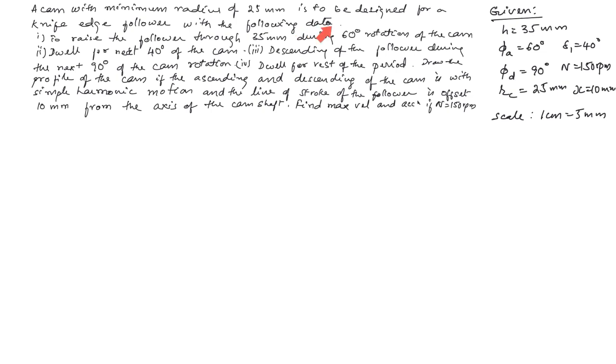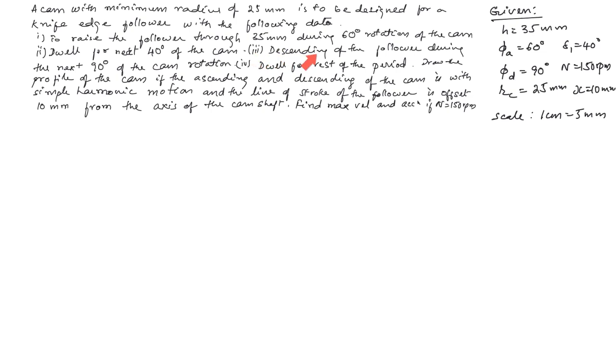Number 1, to raise the follower through 35 mm during 60-degree rotation of the cam. So the angle of ascent is 60 degrees and the maximum height of the follower h is equal to 35 mm. Dwell for the next 40 degrees rotation of the cam. After ascent, the follower is at the highest position. Then for 40 degrees rotation of the cam, the follower must stay at the highest position, so it should remain stationary.